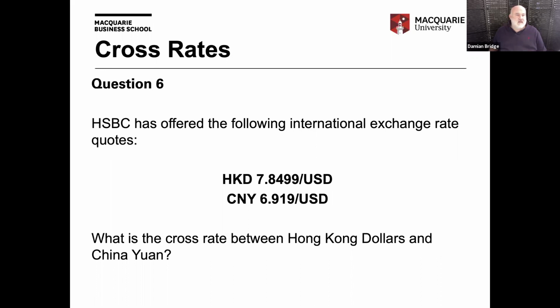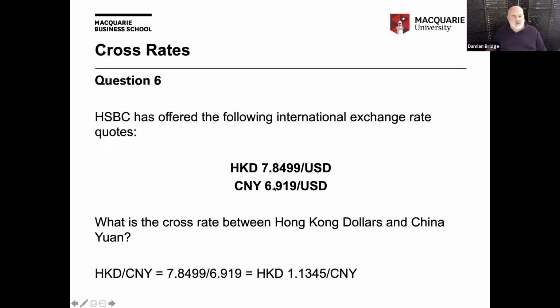Now, HSBC has offered the following international exchange rates: Hong Kong dollars and Chinese yuan. Now, this is what we call a cross rate. And the reason is this: we've got Hong Kong to US, yuan to US. There's a common rate here, which is the US dollar. So we can use two separate rates to find the third rate, which would be the Hong Kong dollar to the Chinese yuan.